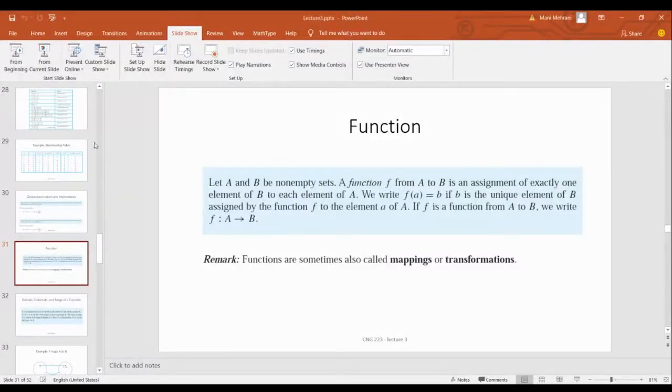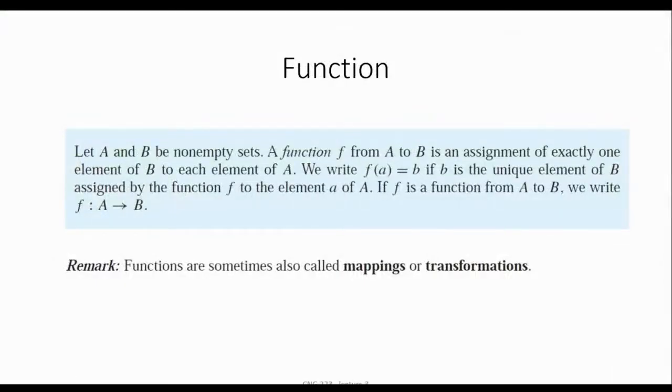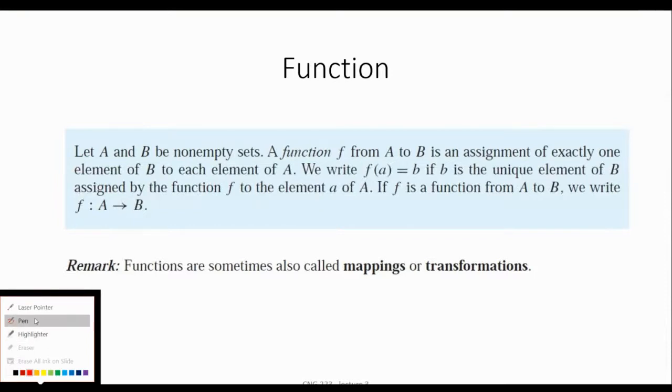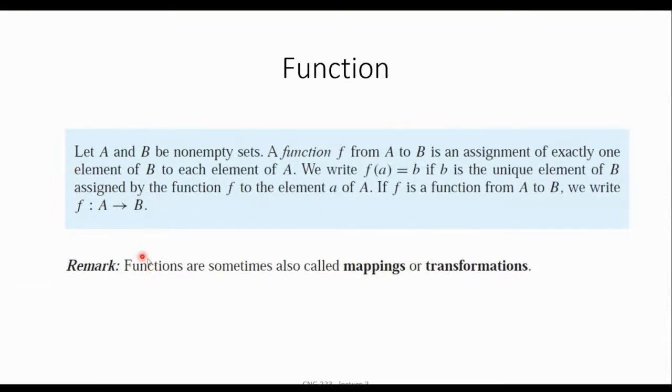Right, so let's continue with function, and I'll start talking about it from the beginning. A function f from A to B is an assignment of exactly one element of B to each element of A. I will also show you in detail in one example how it works. You will understand much better.